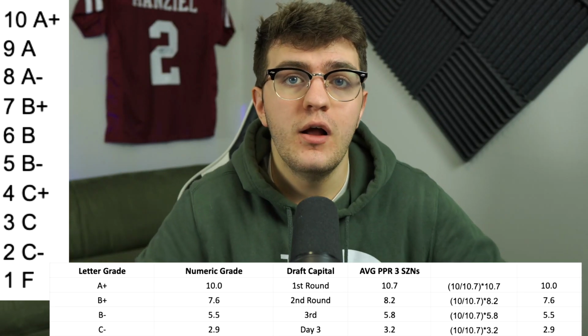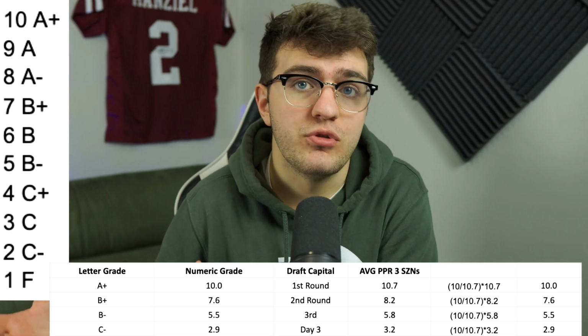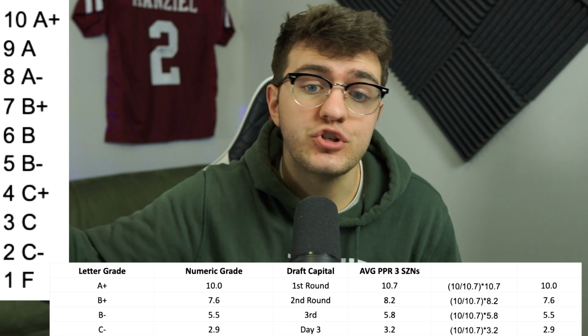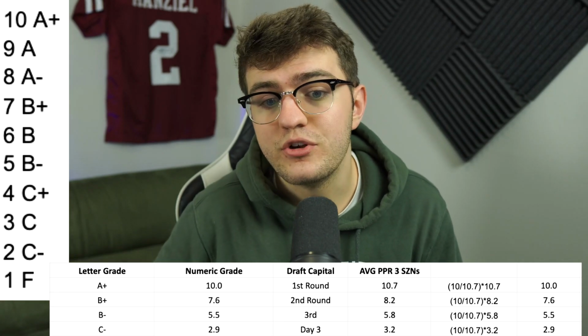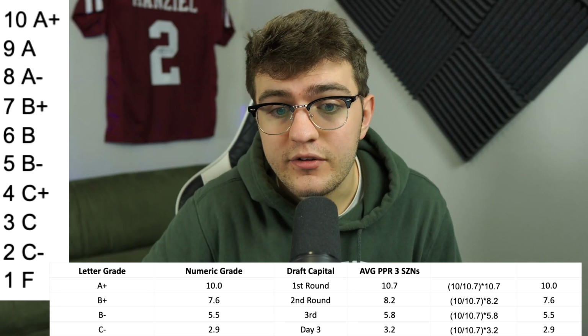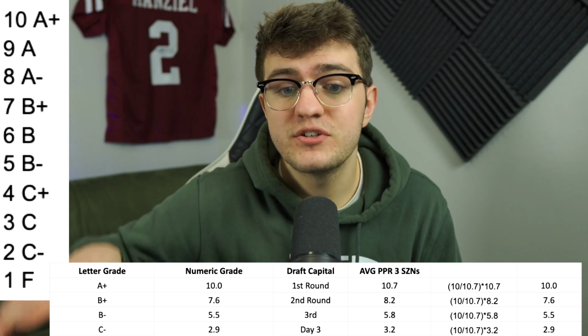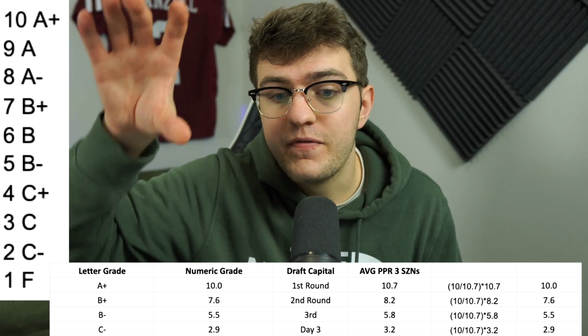And from there, I can get a feel and chart a player's points per game through their first 3 seasons and see that first rounders average 10.7 points per game through their first 3 seasons. Second rounders, 8.2 points per game. Third rounders, 5.8 points per game. And day 3 players, 3.2 per game. You guys can see this on this chart right here. It says in the average PPR 3 seasons column, that's where that data is.